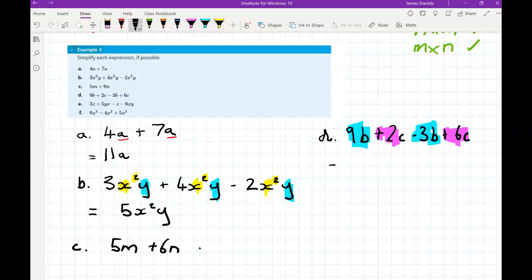I can actually rewrite this with my like terms next to each other. 9b minus 3b plus 2c plus 6c. And we can now collect like terms, so we can add and subtract the ones that are alike. To simplify it, and that will be as far as we go. 9b's take away 3b's, 6b's, 2c's plus 6c's, I get plus 8c. And I've collected the like terms. All right, question E.